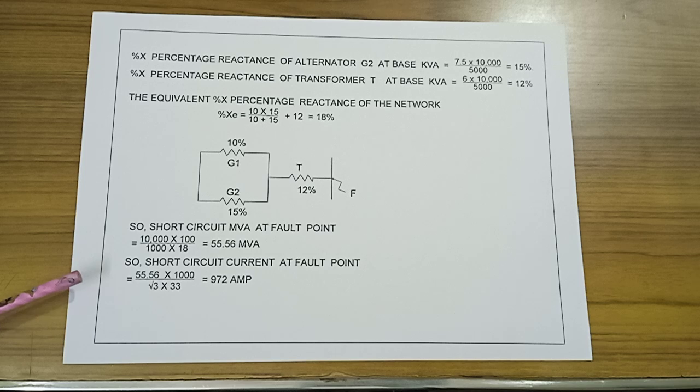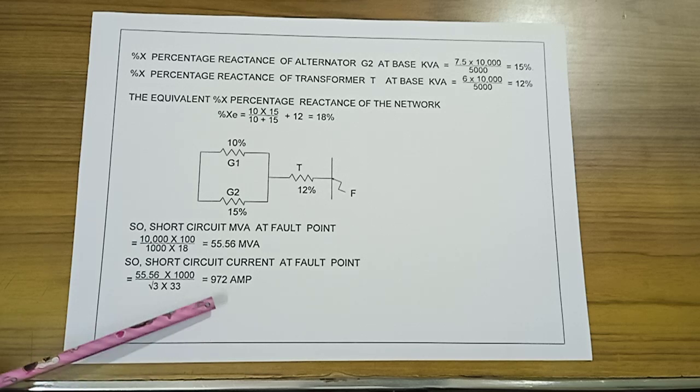So short circuit current at the fault point, as the voltage is 33 kV, is 55.56 into 1000 divided by root 3 into 33, which is 972 ampere.